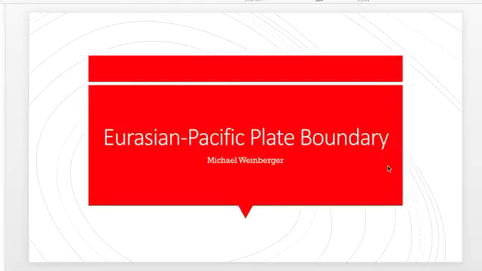Today we're going to be discussing the Eurasian Pacific Plate Boundary, which you will learn is a convergent boundary, tectonically active, and is responsible for a lot of the major earthquakes that we have most recently seen in today's world.